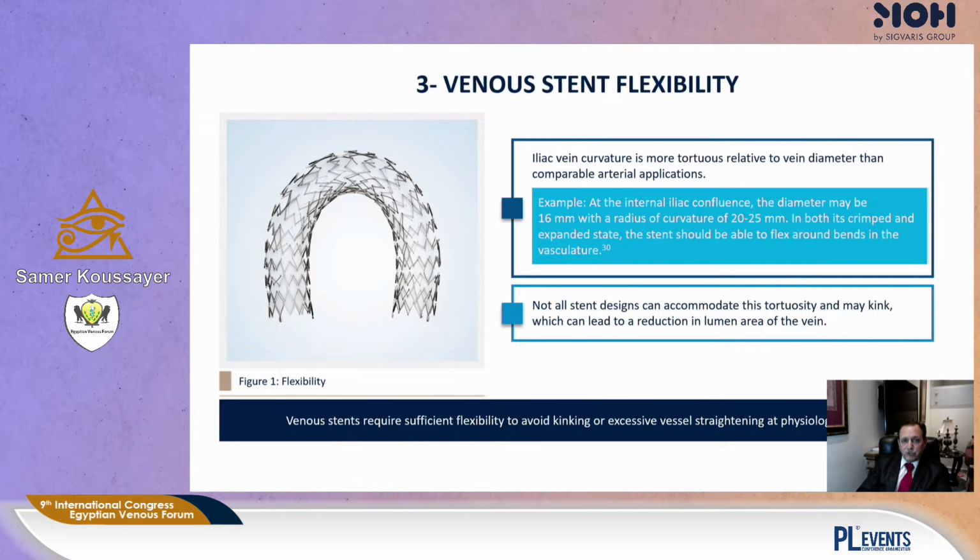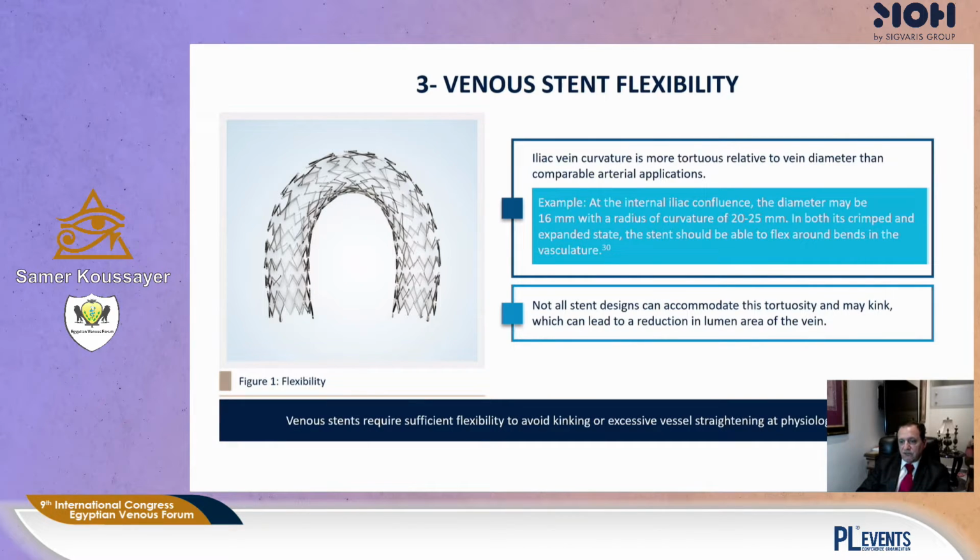Flexibility is very important, again, because the venous system is very tortuous. Not all stent designs can accommodate this tortuosity, and the flexibility of the stent differs from company to company. That's why it's very important, when you use a stent, to look at its flexibility and use the right stent for the right anatomy.